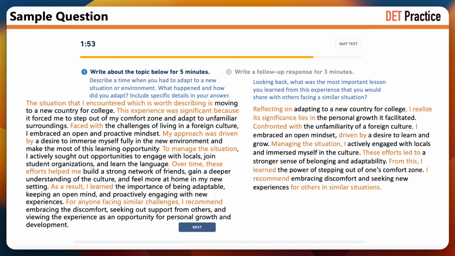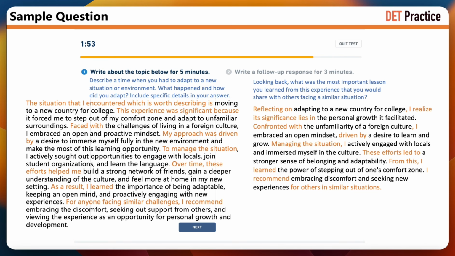Opening description. The response begins with, "Reflecting on adapting to a new country for college, I realize its significance lies in the personal growth it facilitated." This immediately connects the follow-up to the original experience and highlights its importance. Specific actions or reactions. The answer uses, "Confronted with the unfamiliarity of a foreign culture, I embraced an open mindset driven by a desire to learn and grow." This concisely describes the challenge, the response, and the motivation behind it.